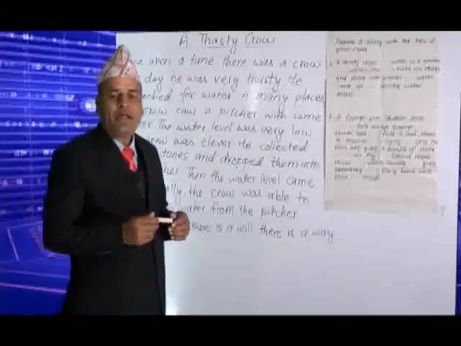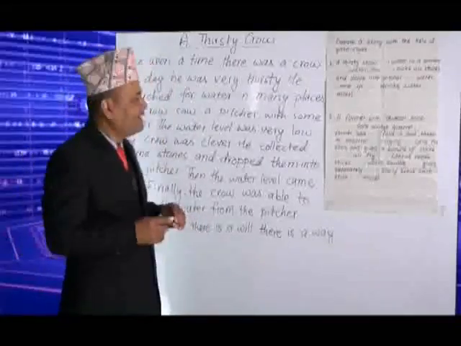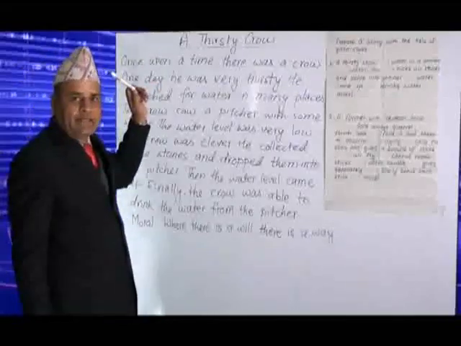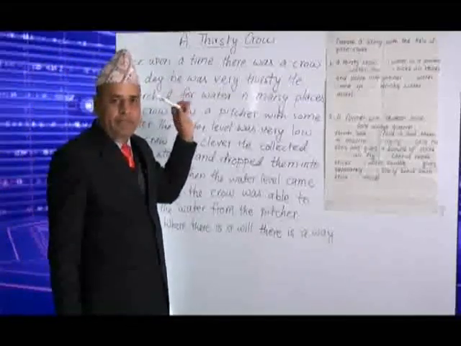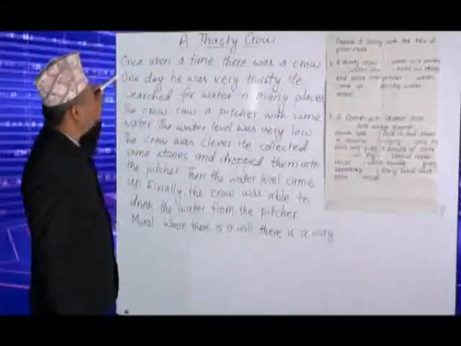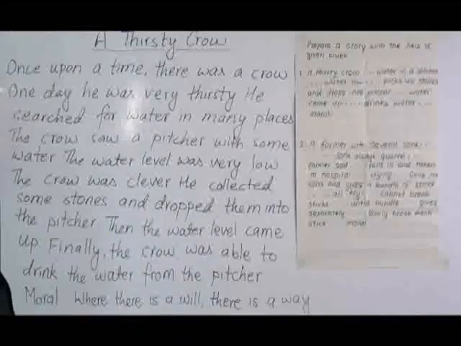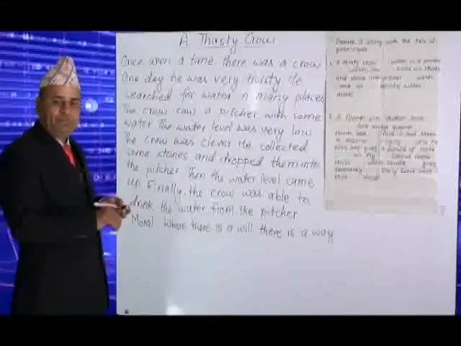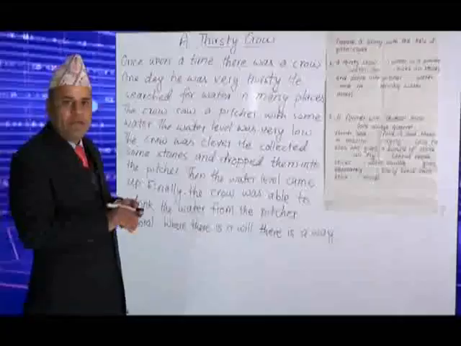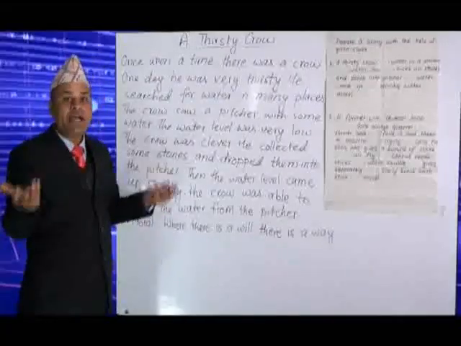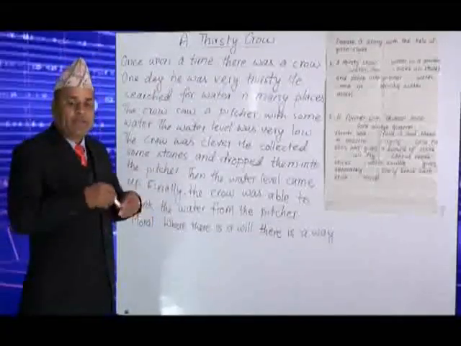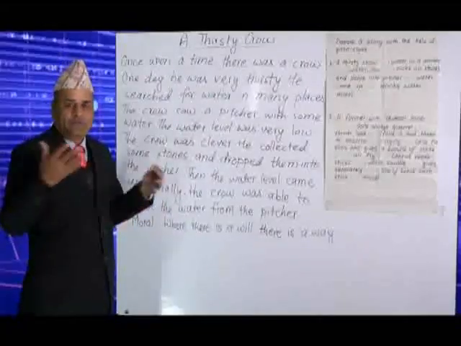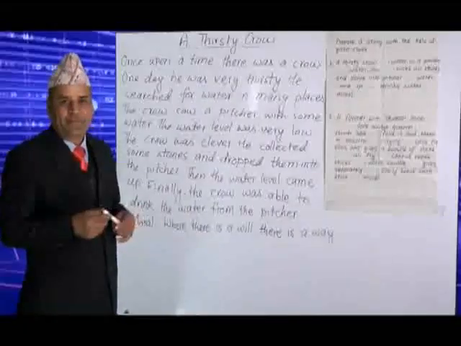Once more, I would like to repeat the story, okay. So, A Thirsty Crow, it is the title, the topic of the story, the title of the story you can find. Once upon a time, we started. Sometime ago I told you that we can use once upon a time, many years ago, a long time ago, right? So we use different phrases to start the moral story.